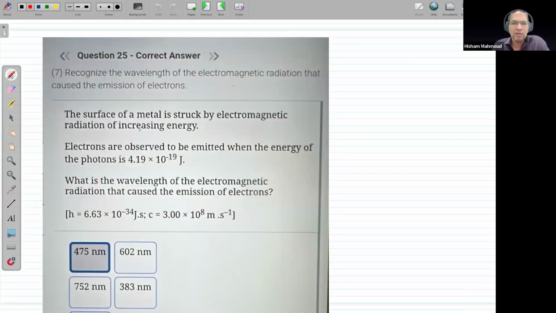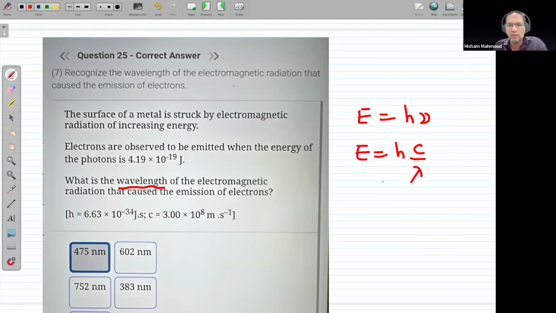Okay, the surface of a metal is struck by electromagnetic radiation. Electrons are observed to be emitted because energy is equal to h multiplied by frequency. And I don't have frequency here. I need the wavelength. So E is equal to hc over the wavelength. Can you get this one? Yes, E multiplied by this guy is equal to hc. So this guy is equal to hc over E, and you should do the rest. Find the wavelength.